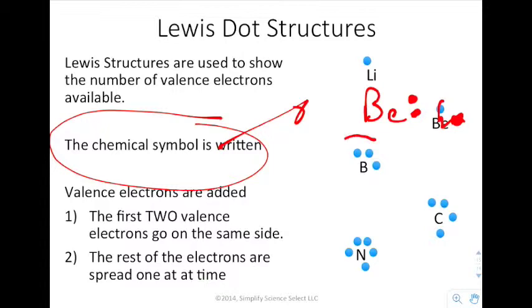So if you look at boron, I put 2 electrons on the same side. The next one goes here. When I go to carbon, 2 electrons on the same side, and then the next 2 are on different sides. Nitrogen, 2 electrons on the same side. Nitrogen, 1, 2, 3. And then at that point, if I needed more electrons, I can start filling them in to pair them up.